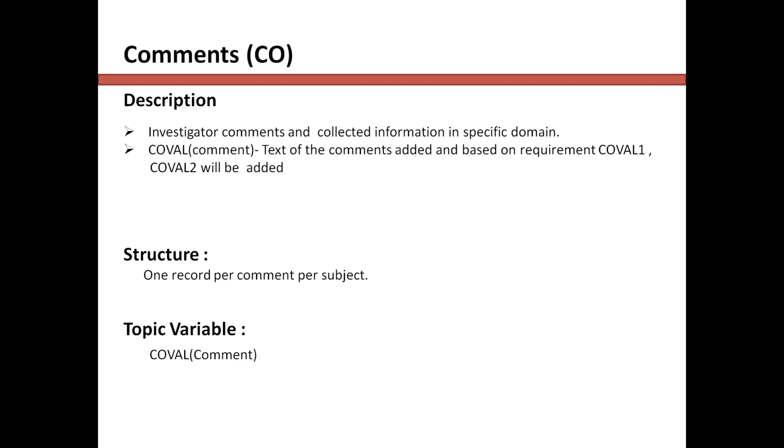The comments domain is an important domain, and the important variable in this comments domain is COVAL. This comment column accommodates the text of a comment, and the length is 200 characters. If we want to include an additional 200 characters, we can create another variable called COVAL1, and if we want to create another additional variable, we can create COVAL2. The structure of the comments domain is one record per comment per subject, and the topic variable for the comments domain is COVAL.